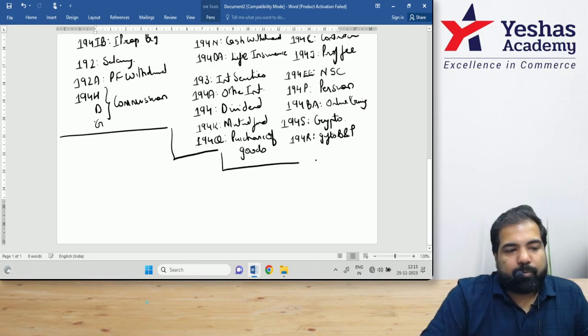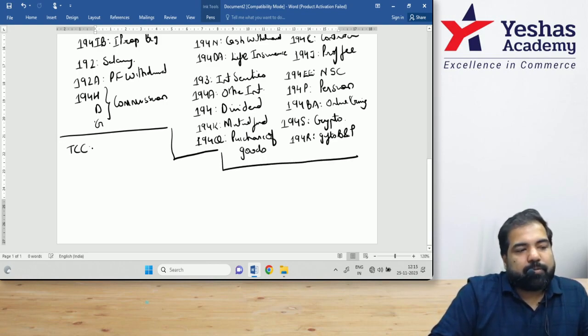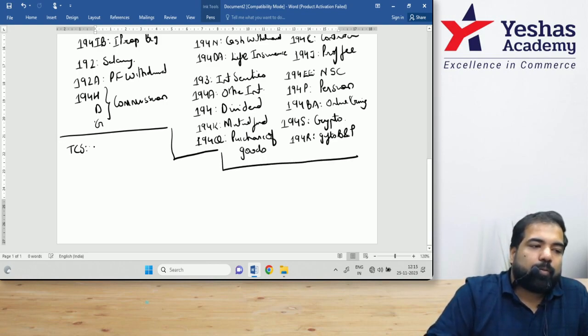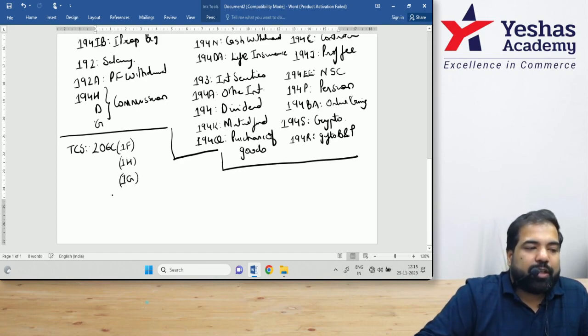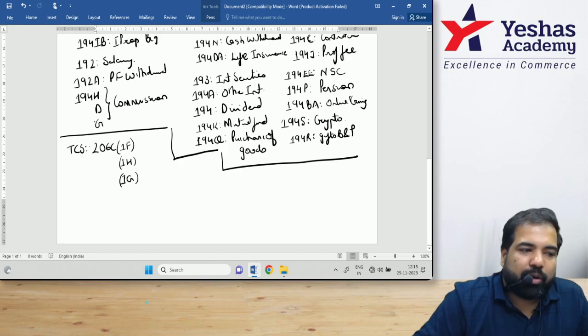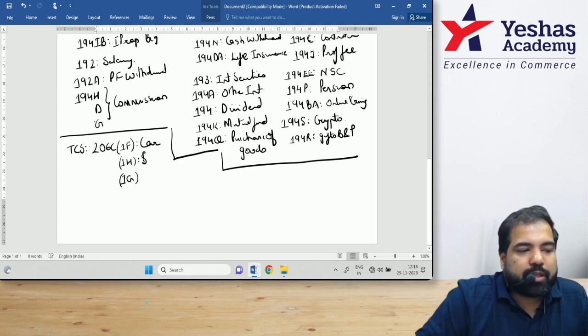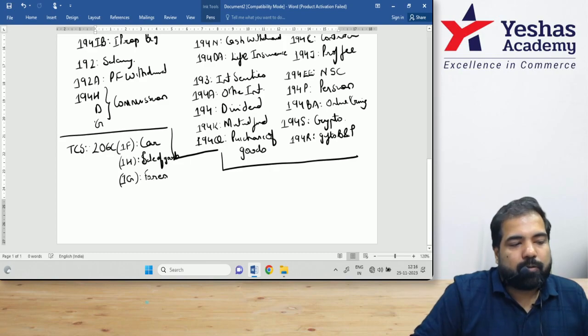So I'm very happy. Then TCS 206C. This is the main one. 1F is for fancy car. 1H is for high value. 1G, which is going to be in your exam, guys, for sure, is global. Guys, these are all TCS. Advanced tax sections are not important. This is for car. This is for sale of goods. And this is for Forex. This is for what, guys? Forex. All right.